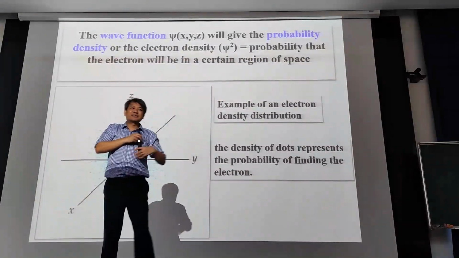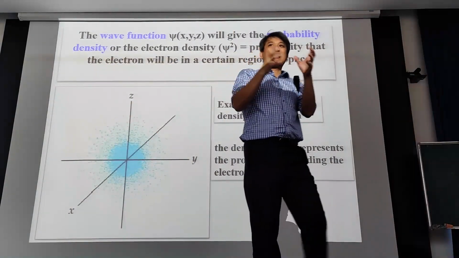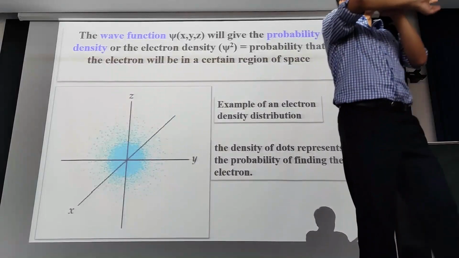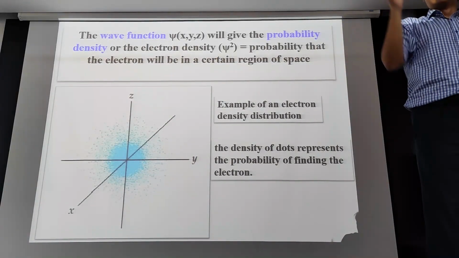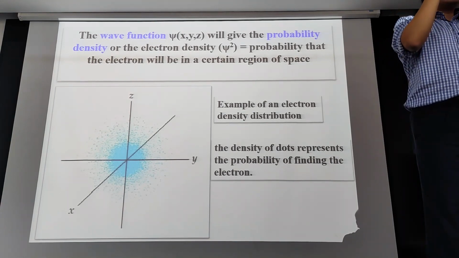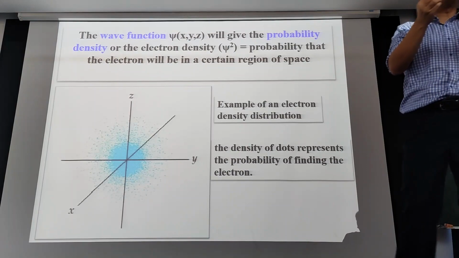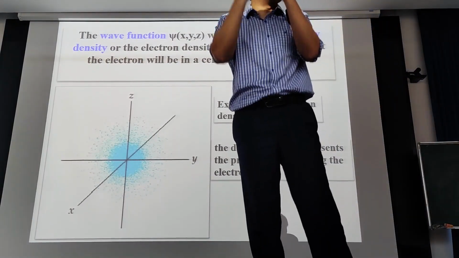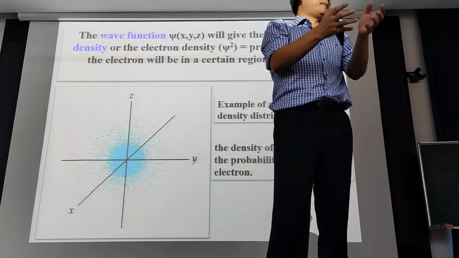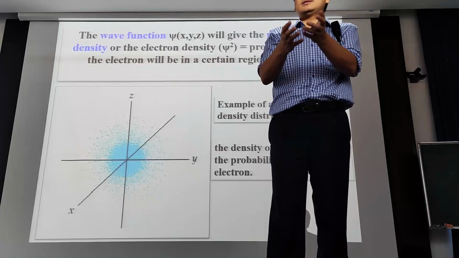Okay? So instead of having a precise orbit, we now decide that the electron can be at any position in the space around the nucleus. We cannot know exactly the position of the electron, but we can predict the probability of finding this electron at this position. Okay? Is it clear or not?